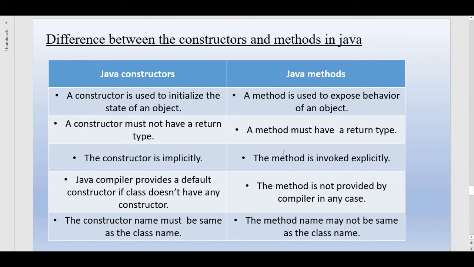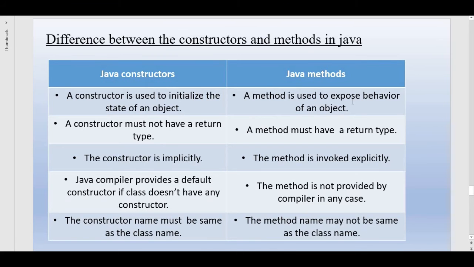A constructor is used to initialize the state of the object. We talked about it in the past. A method is used to expose the behaviors of the object. What are the behaviors of the object? I'm taking an example. Think of a dog. A dog has so many behaviors. What are they? Eating, barking, running. These behaviors we add to the program as methods.